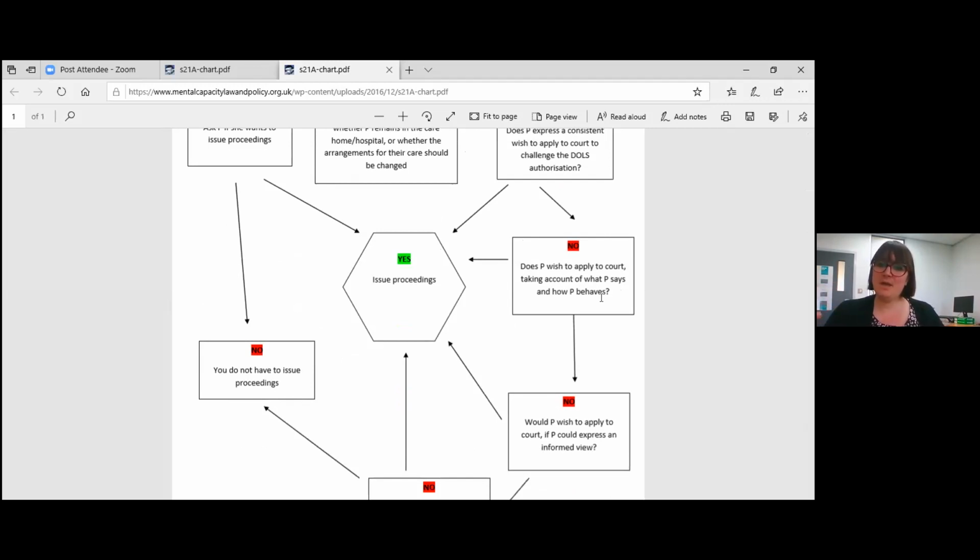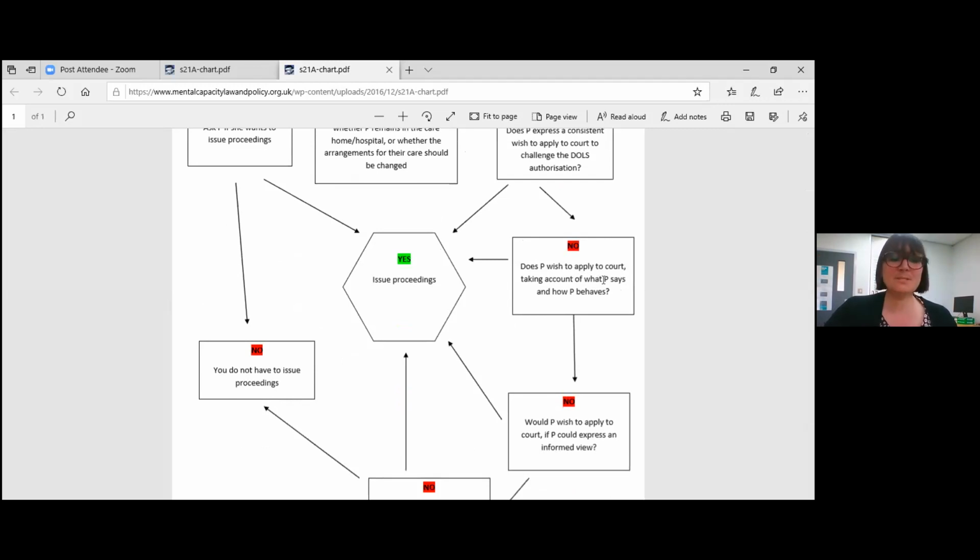Does their behaviour indicate, I'm looking here, does P wish to apply to court, taking account of what they say and how they behave? Are they always at the door of the care home trying to leave? Are they packing their bags every day? Are they saying, I hate it here, but they don't really understand what a judge does?